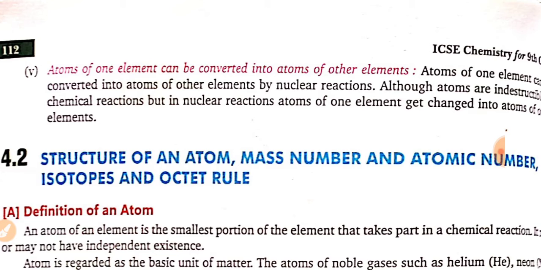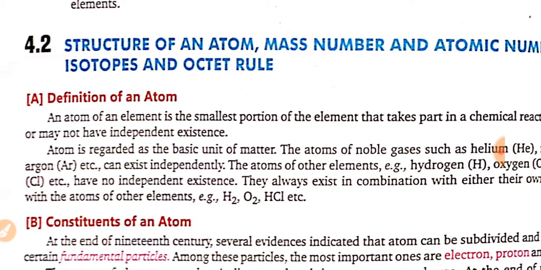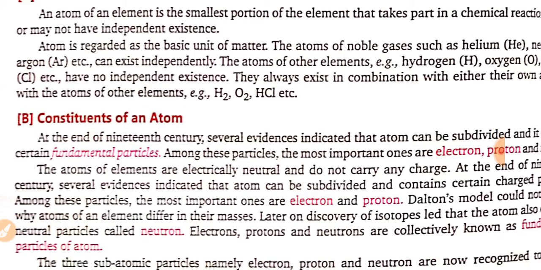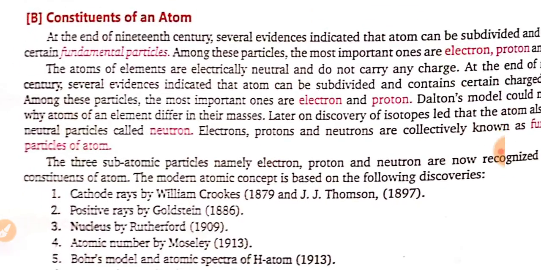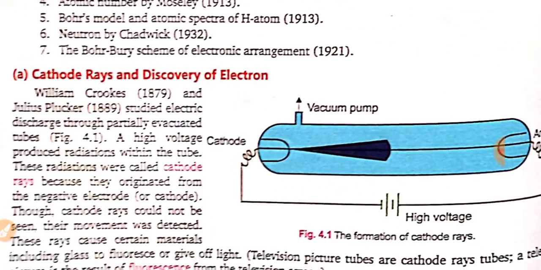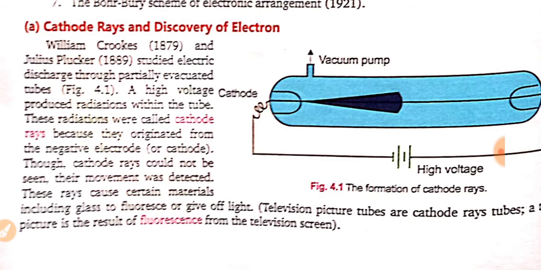So the structure of an atom, mass number and atomic number, isotope and octet rule we will discuss in the next class, or I can share a video with you before that. Till then you can read exercise 4.2. And cathode ray and discovery of electron you already read about in the lower classes. If you have any confusion, you can ask me. Okay, so see the video now.